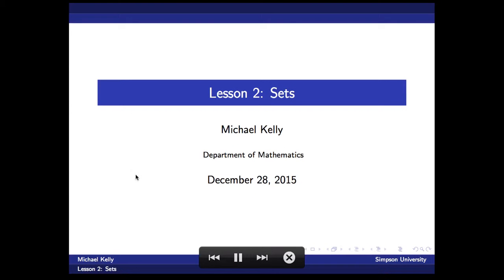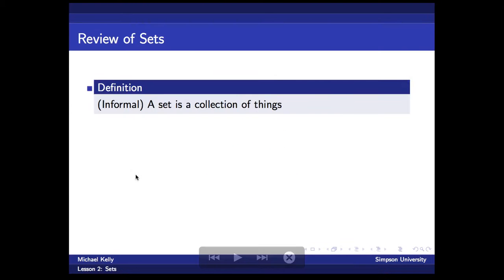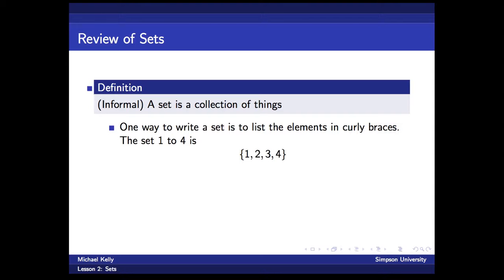We only defined sets informally, as a collection of things, but we can write them down formally and mathematically. For example, if we want to write down the set of whole numbers from 1 to 4, we write the numbers 1, 2, 3, and 4 in between two curly braces, with commas between the elements.